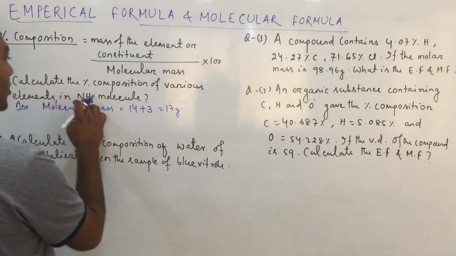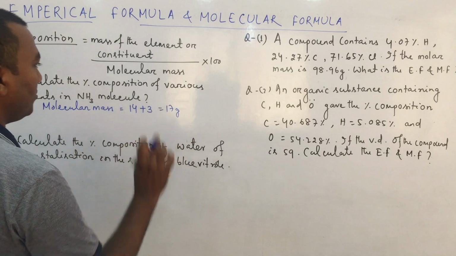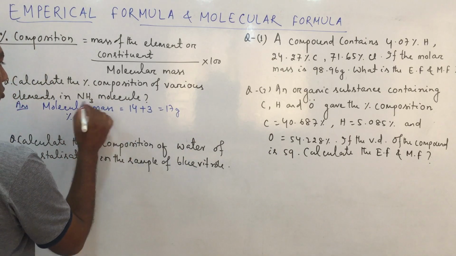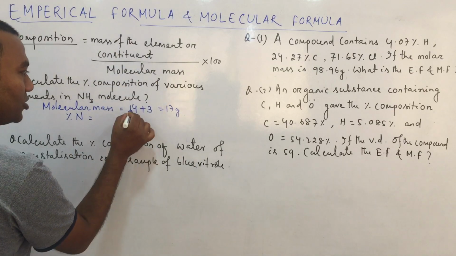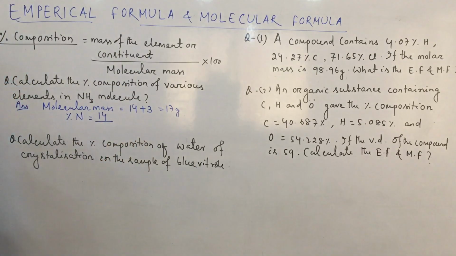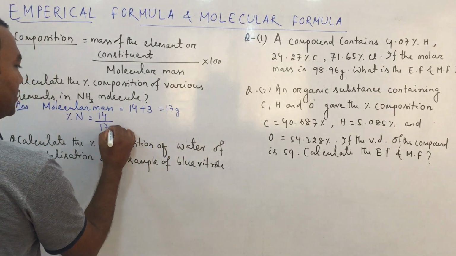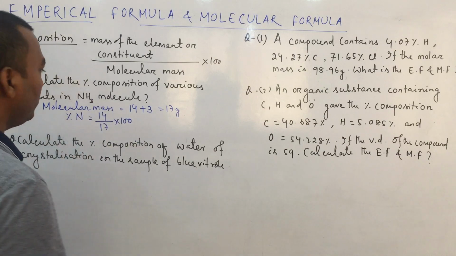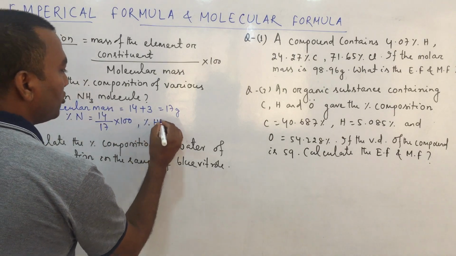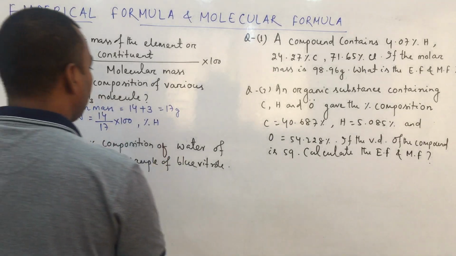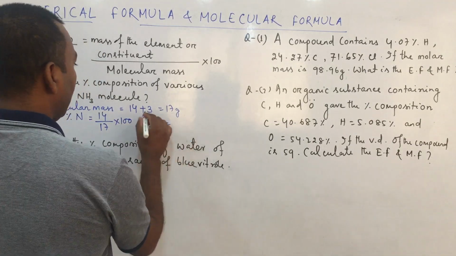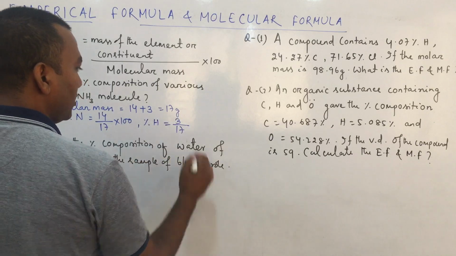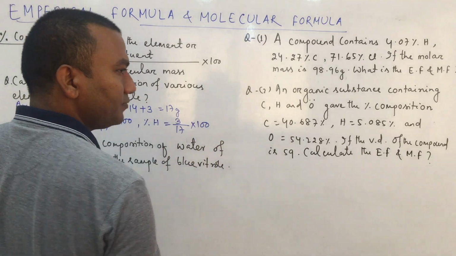Now we have to calculate the percentage composition of nitrogen. Percentage composition of nitrogen equals the mass of that constituent element, 14, divided by the total mass, 17, into 100. So this is the percentage composition of nitrogen. Similarly, percentage composition of hydrogen equals the hydrogen mass, 3, by molecular mass 17, into 100.